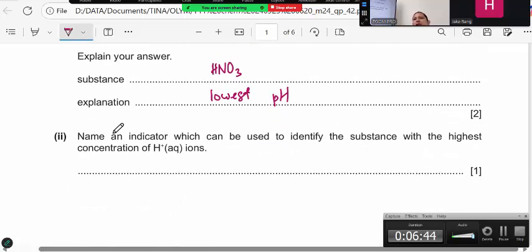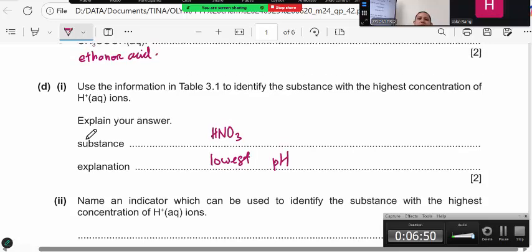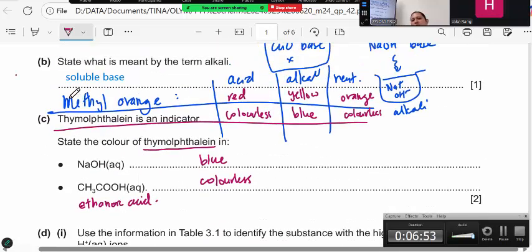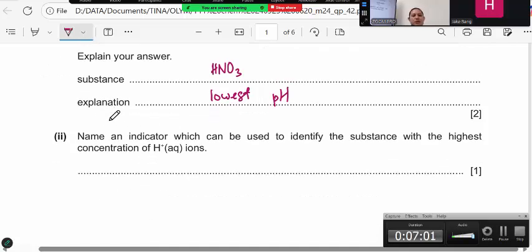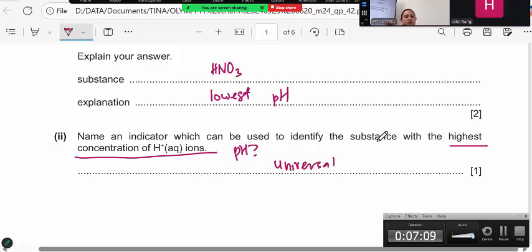Okay, name an indicator. Give me the answer for this. Read this question carefully. Universal indicator. Why can't I use litmus or methyl orange or thymolphthalein? They only tell me one color, acid or alkali, neutral. They don't tell me the pH. Highest concentration of hydrogen ions means what's the pH? And you need universal indicator, because universal indicator has a whole spectrum of colors. Got it? Can you remember now?